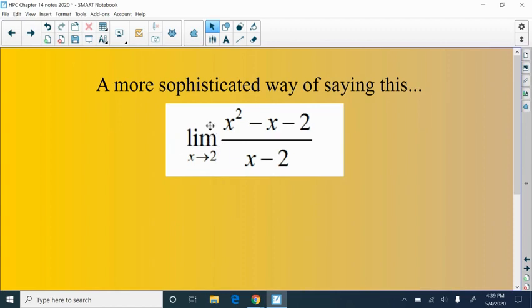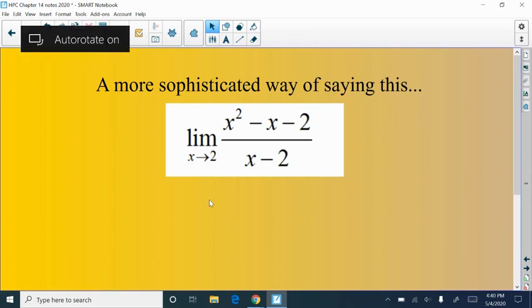So this LIM that I have right here is basically the mathematical way to say we're going to look at the behavior of this function as we get really close to 2. As x gets close to 2, what's happening? And I need to use this arrow to show that I'm approaching 2, because I can't ever let it equal 2.